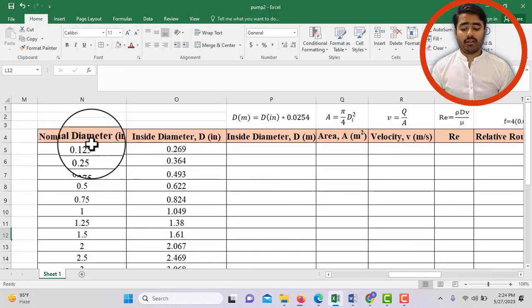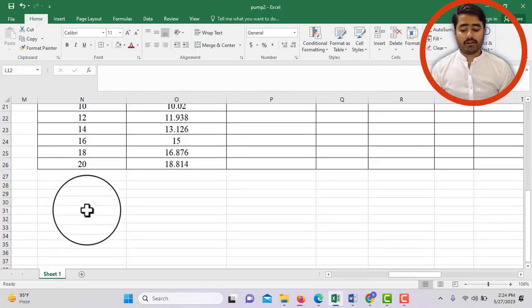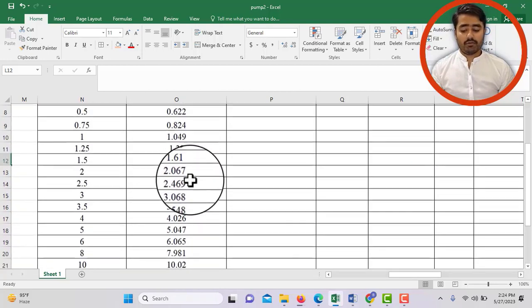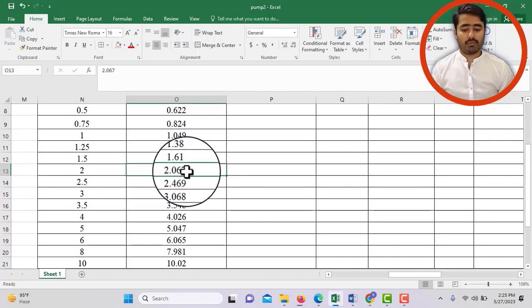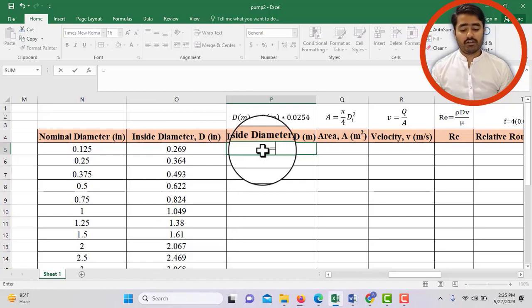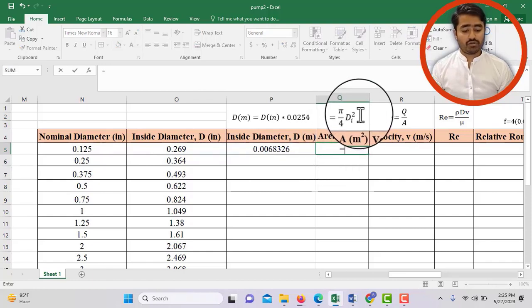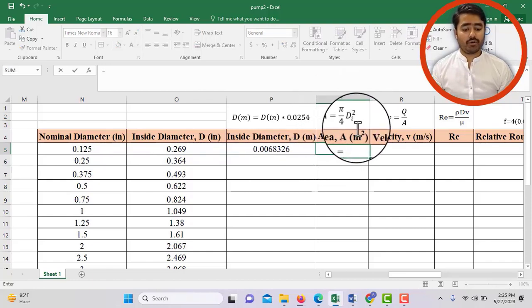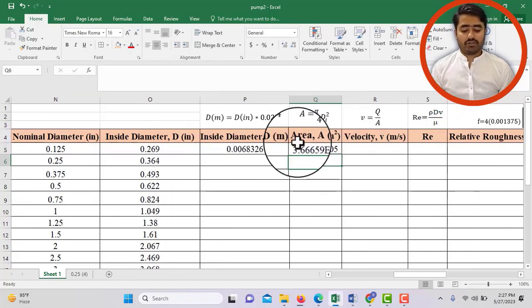I obtained the data for the pipes from the book, and for different nominal diameters I obtained the inside diameter. So you can see for the 2-inch nominal diameter, the inside diameter is 2.067 inch. So first of all, I will convert this inch into meters. For this purpose, I have to multiply it by 0.0254. For calculating the area, I will use this formula, pi by 4 into inside diameter square. So this is the area which I have just calculated.